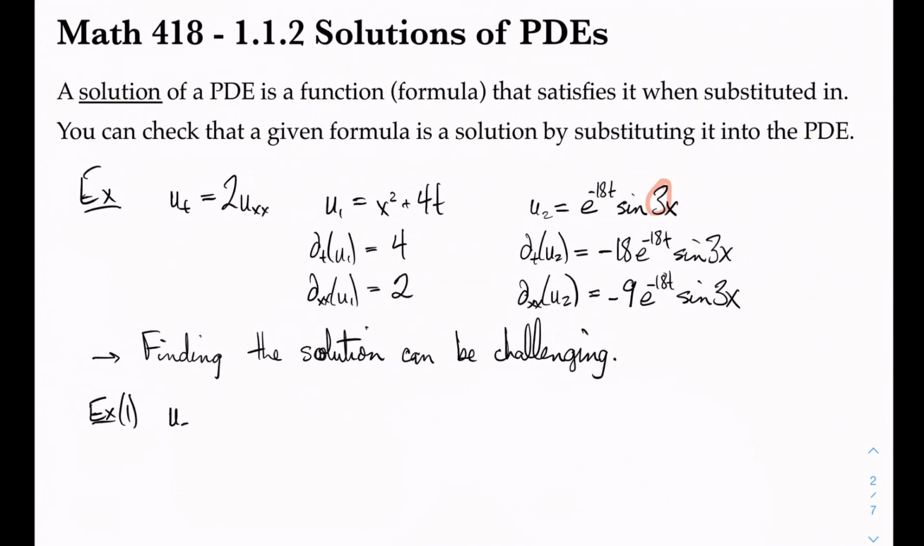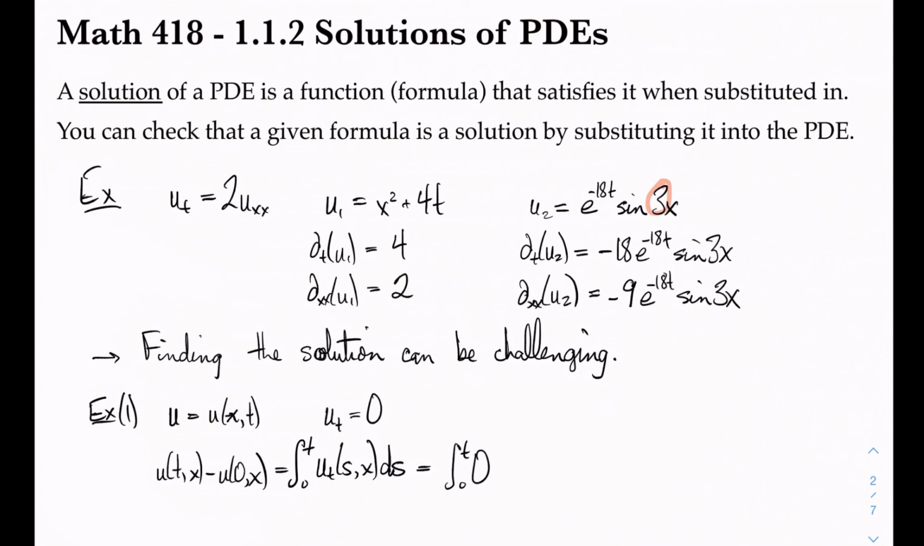Well, suppose that u is a function of x and t, and we want to solve u_t equals 0. Well, okay. If we integrate this thing then, so we'll take u_t and we will integrate it from 0 to t. Then let's see, by the fundamental theorem of calculus, this is going to be u(t,x) minus u(0,x). And integrating on the other side of the equation, we'll be integrating from 0 to t the function 0. And so that's going to give us 0.